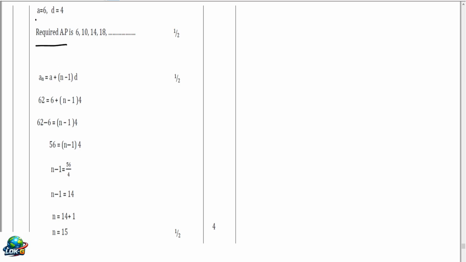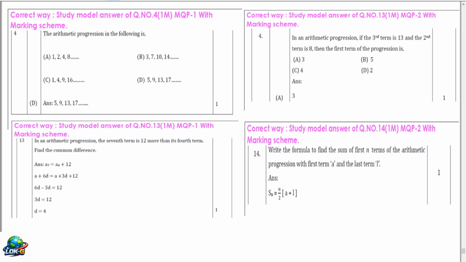You write the AP. A is 6, D is 4: 6, 10, 14, 18. An is equal to A plus (n minus 1) into D. Which term is 62? 62 is equal to 6 plus (n minus 1) into 4. Take 6 to the left, 62 minus 6 is 56, equals (n minus 1) into 4. Take 4 to the left, 56 by 4, 4 fours are 56, you will get n minus 1 is equal to 14, 14 plus 1 is 15. Like this you can get full marks, my dear students.